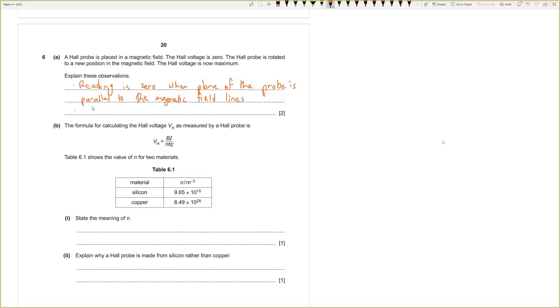And what about the next one? So when do we get the maximum value? When it's perpendicular, right? So the reading is maximum when the plane of the probe is perpendicular to the magnetic field lines. Okay, pretty simple.